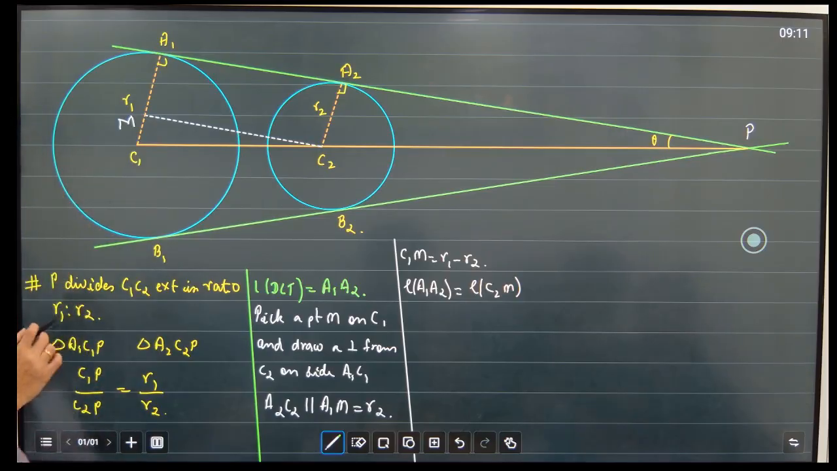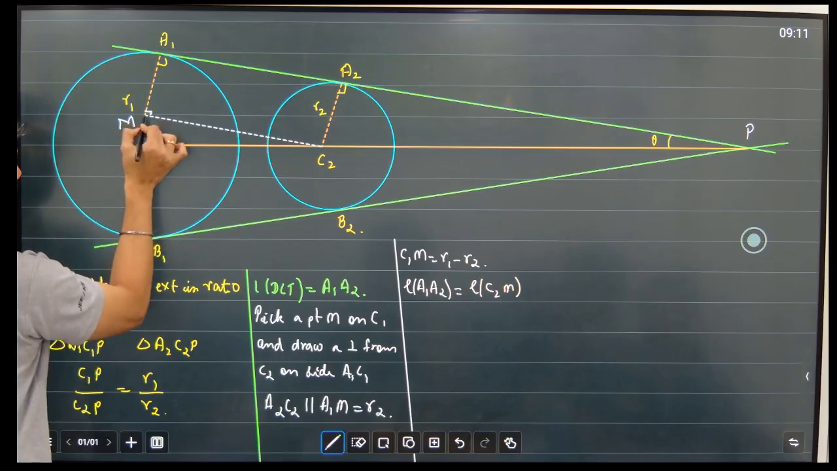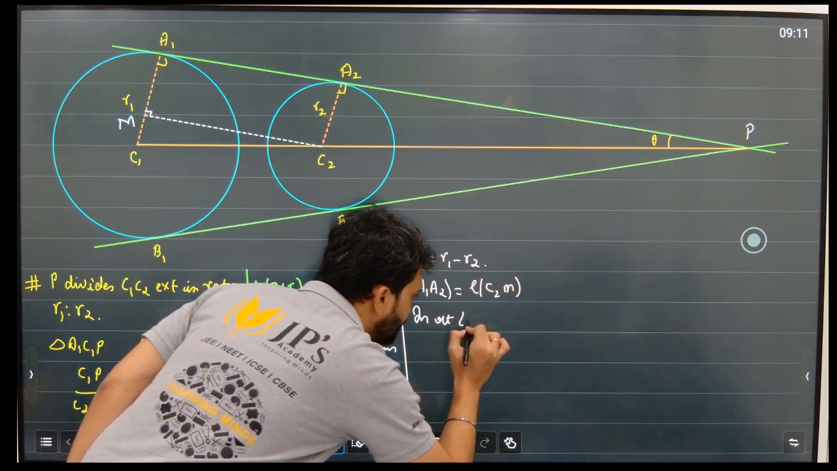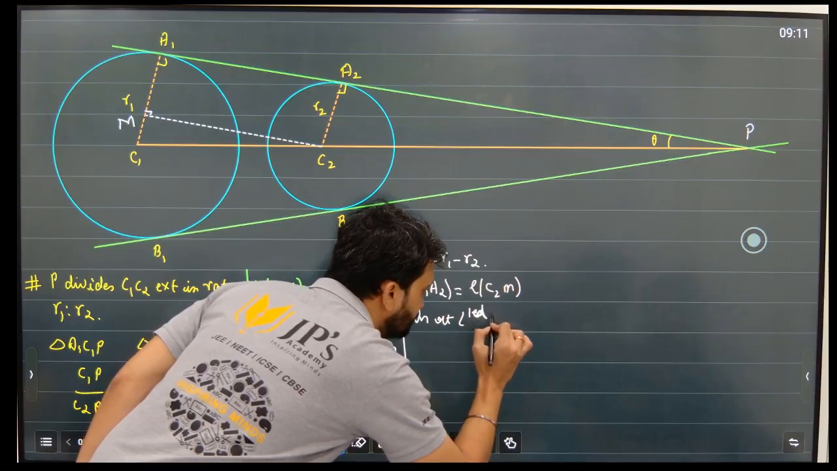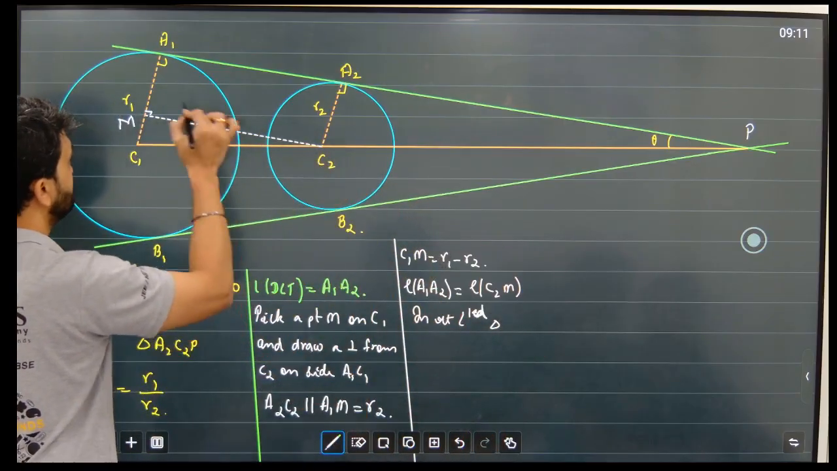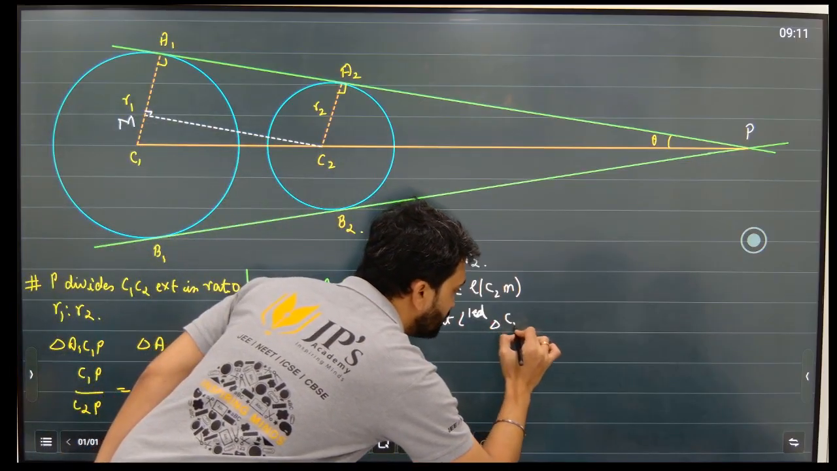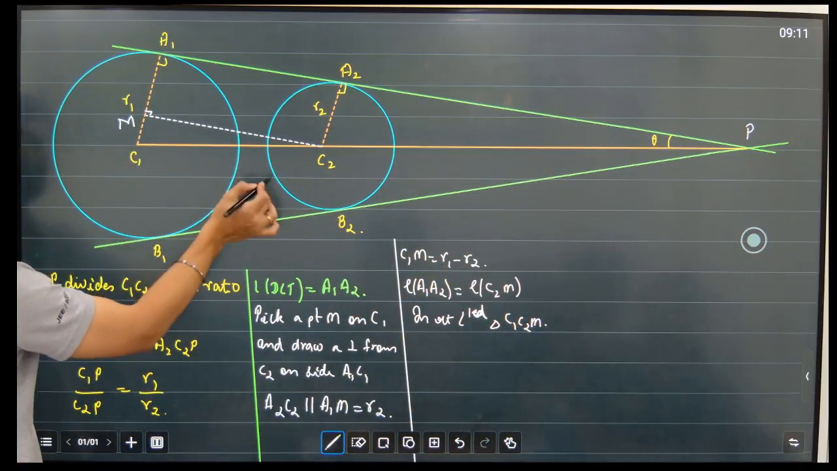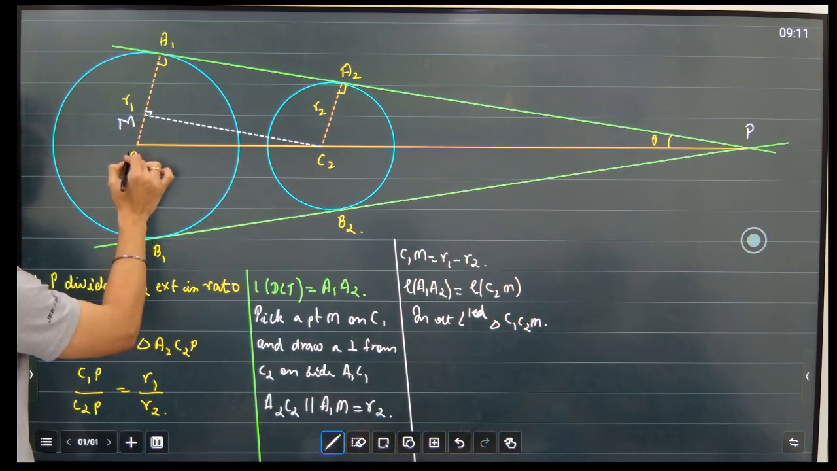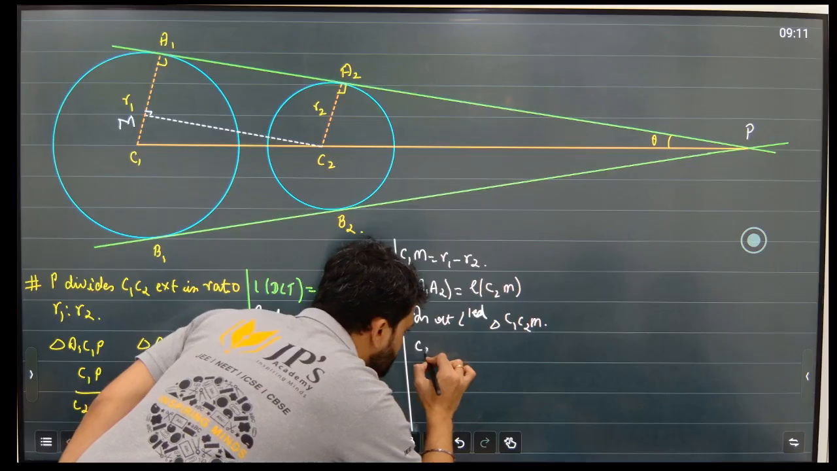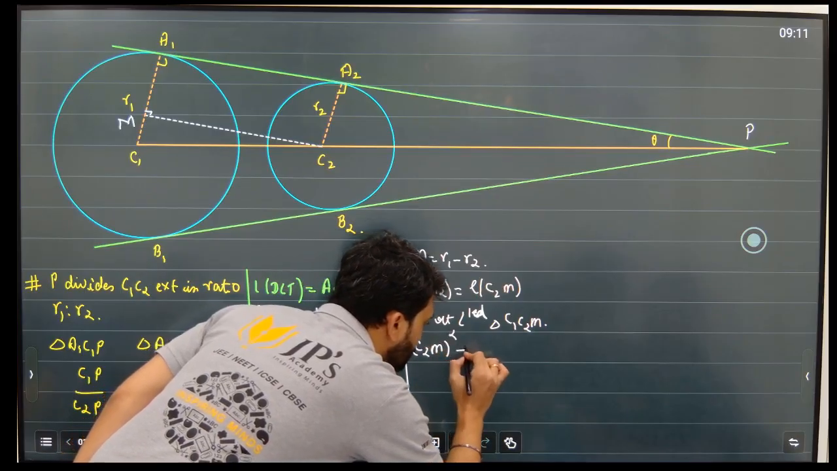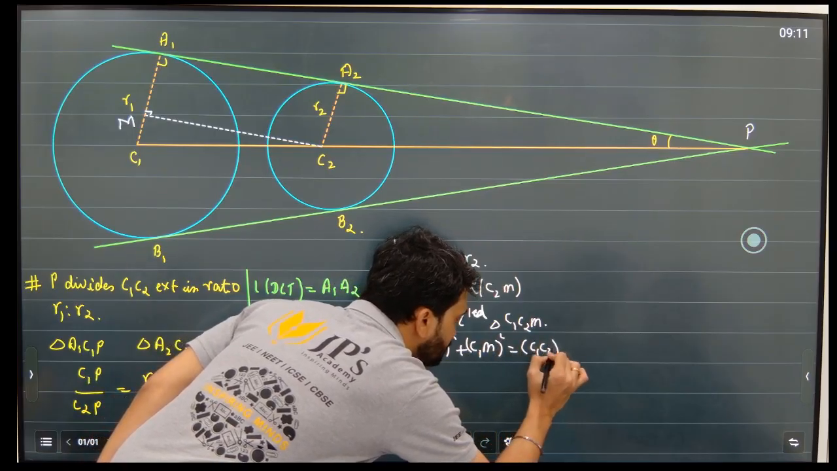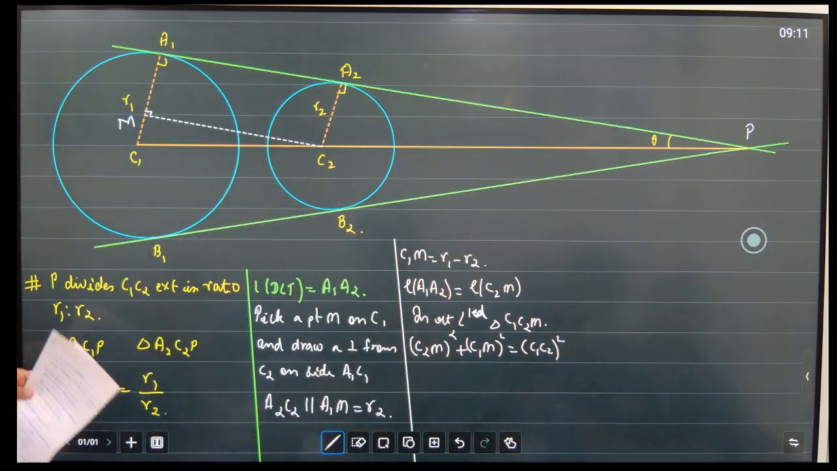It's a right angle triangle. If you can see, do you see it's a right angle triangle? तो ये 90 डिग्री है. अगर ये 90 डिग्री तो इसमें भी 90 डिग्री रहेगा. तो I will take in right angled triangle C2M C1. 90 डिग्री यहाँ पे है, तो C2M the whole square plus C1M the whole square is equal to C1 C2 the whole square. Did you guys understand this?